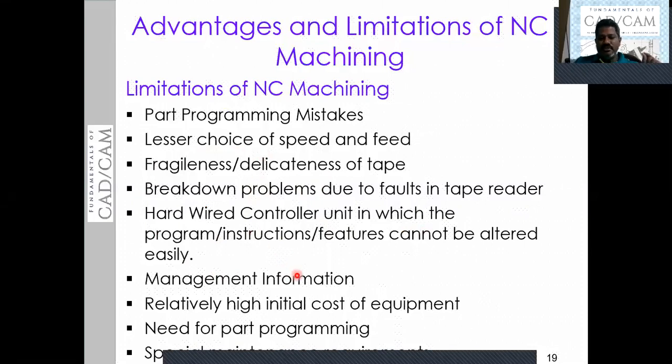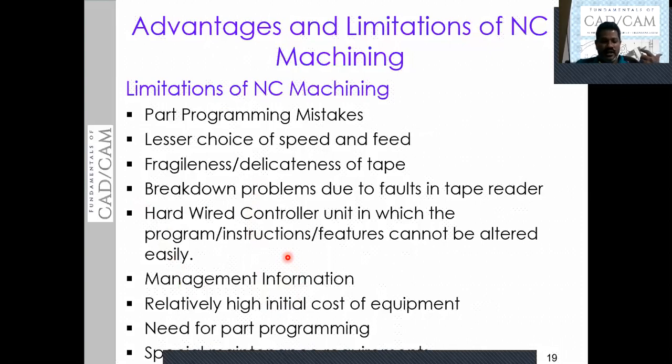Then it comes to management information. That means the operation schedules and the maintenance details of the machine will not be sent to the management. This is also one disadvantage, one limitation of NC machining. Relatively high cost. The equipment of NC machining is costly.